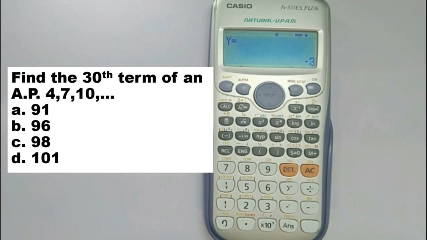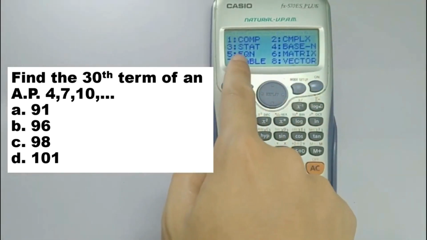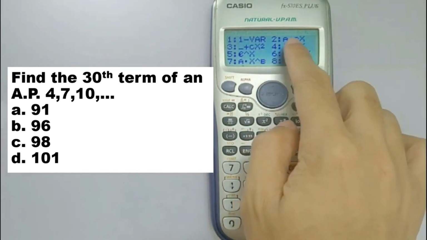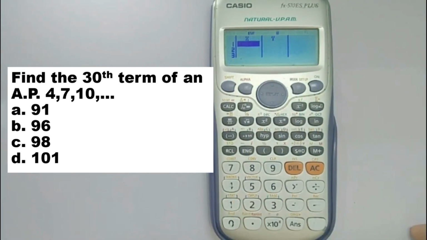You have here, find the 30th term of an arithmetic progression for 4, 7, 10. So, arithmetic progression meaning we have common difference. So, for progression problems, the calculator technique is found in mode. We have here stats. So, 3. So, after pressing that, makita natin yung linear natin or for arithmetic progression. So, that is 2. Then, input natin.